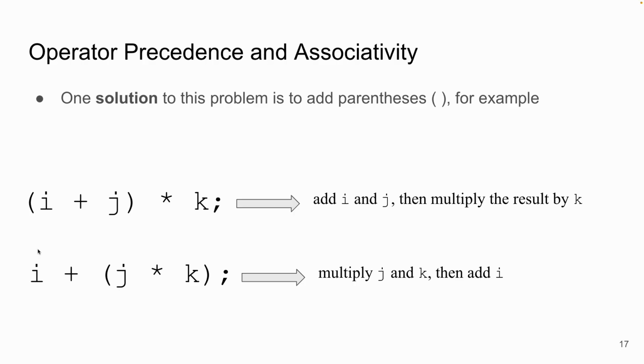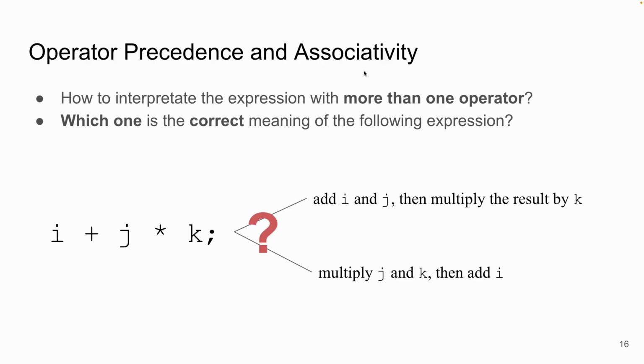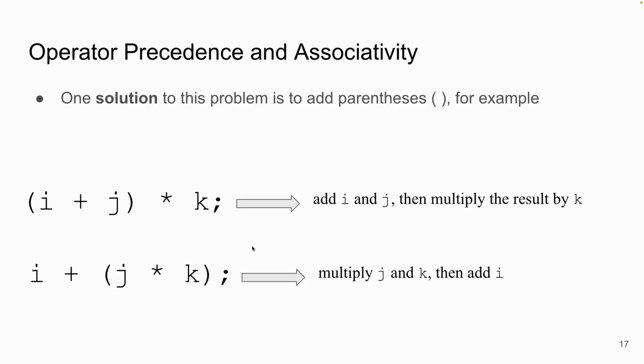Before I introduce precedence and associativity, I want to introduce the best solution for this problem. If you write an expression like this, and you want to make sure that what you want this expression to calculate is the same as in your brain, then what you need to do is to add as many parentheses as you need.